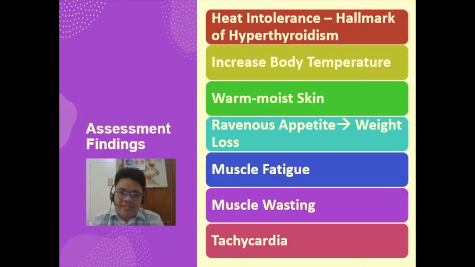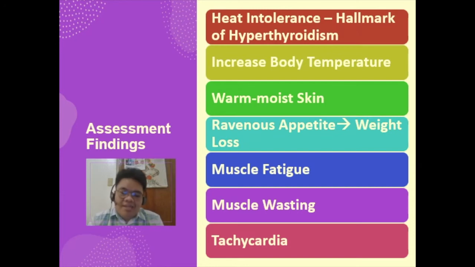Then assessment findings for a patient with hyperthyroidism. Class, they would have heat intolerance. Okay, that is the hallmark of your hyperthyroidism. There is an increase of your body temperature. There is warm, moist skin. Your patient would have ravenous appetite. They will be eating a lot. However, they will have weight loss. Okay, because of the increased basal metabolic rate or hypermetabolic rate.